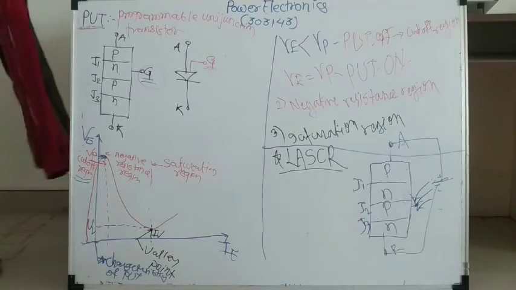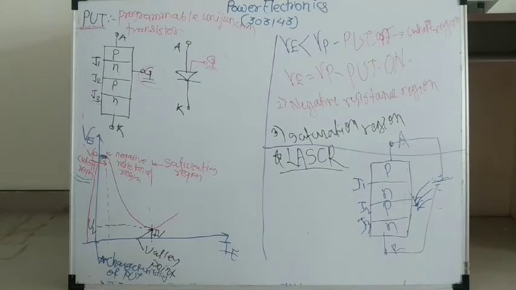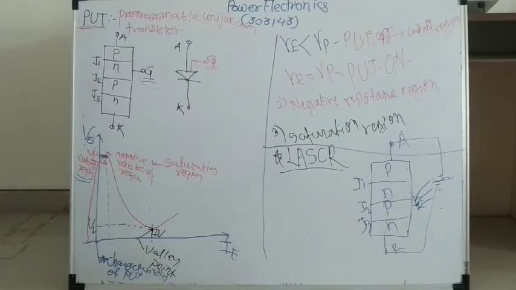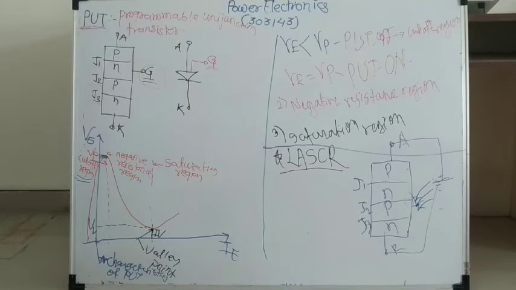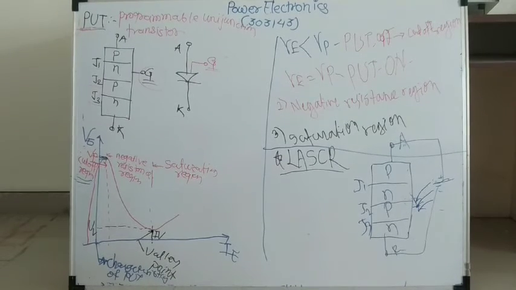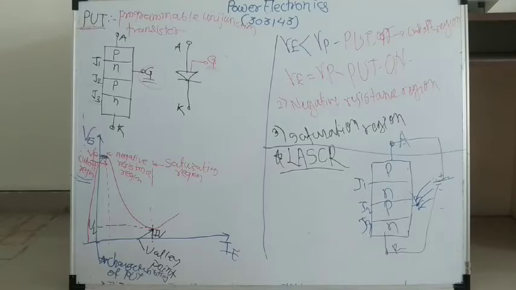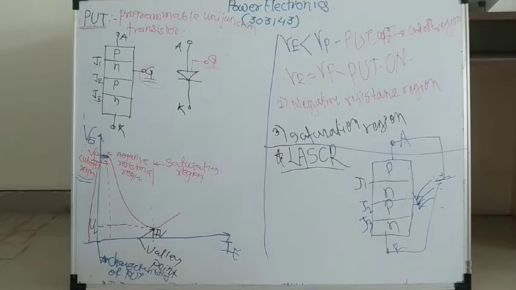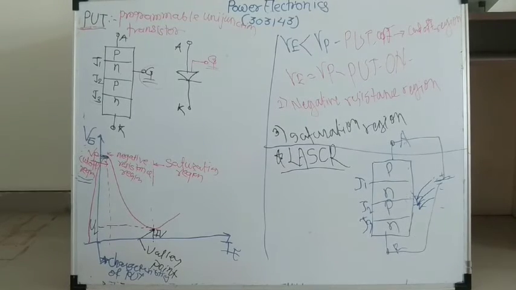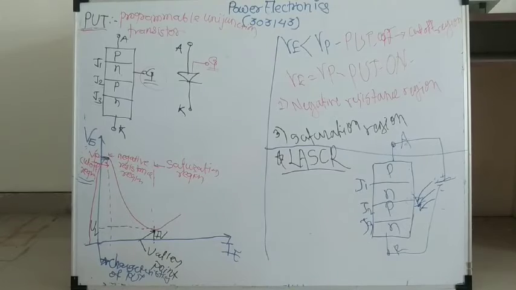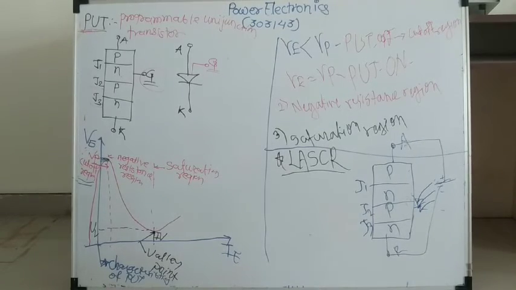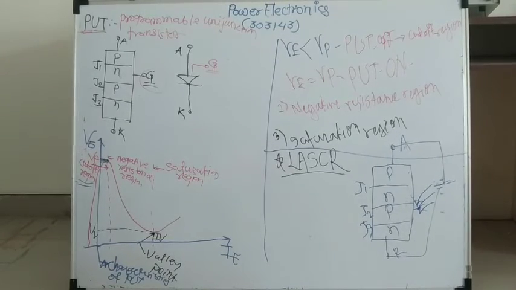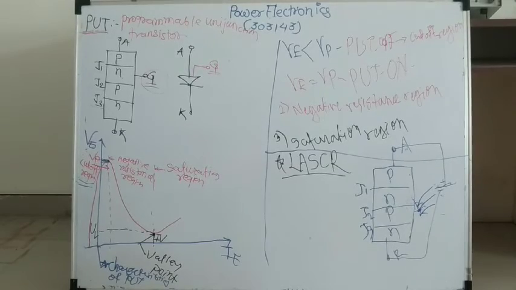Now see here. The main point is what is the difference between UJT and PUT. We learned UJT in the previous lecture and PUT in this lecture. Now see, difference means comparison points between UJT and PUT. The first comparison point is the number of junctions.